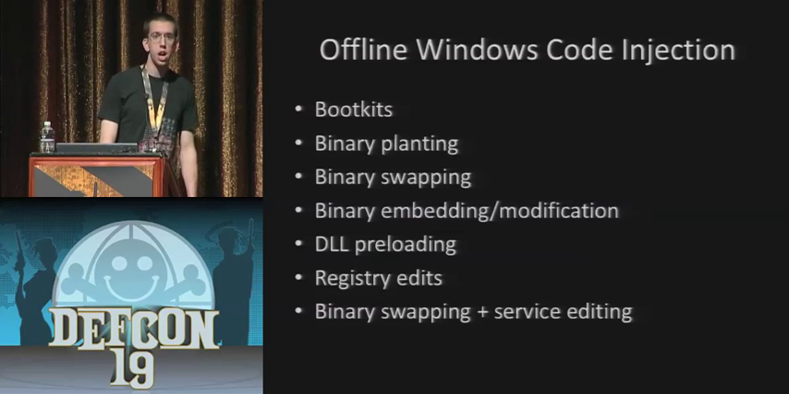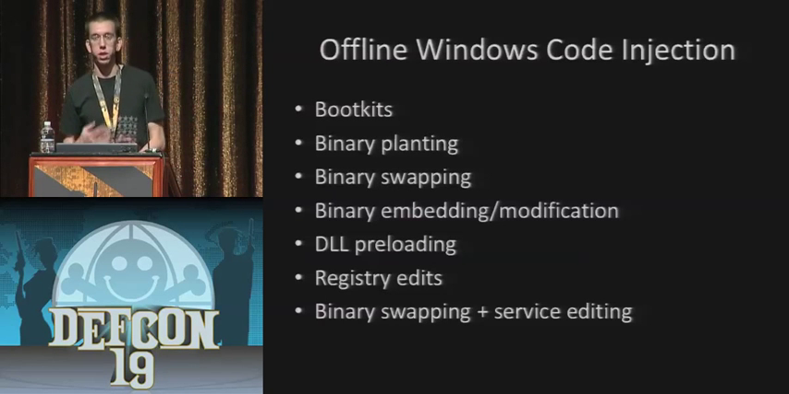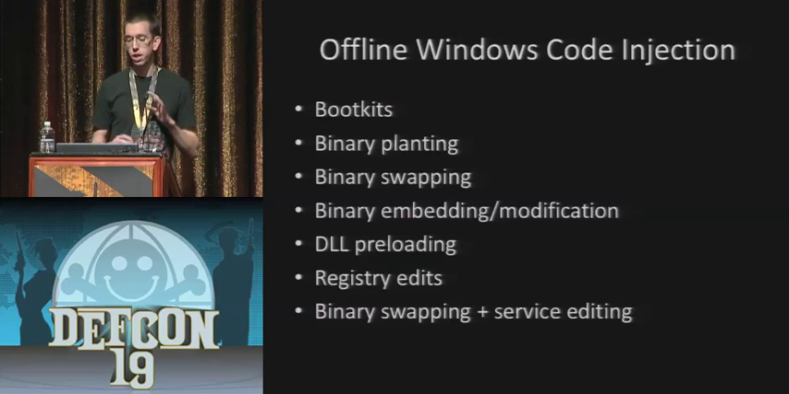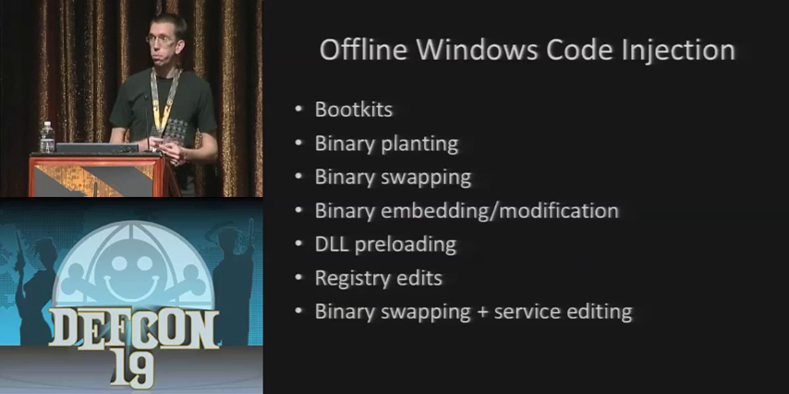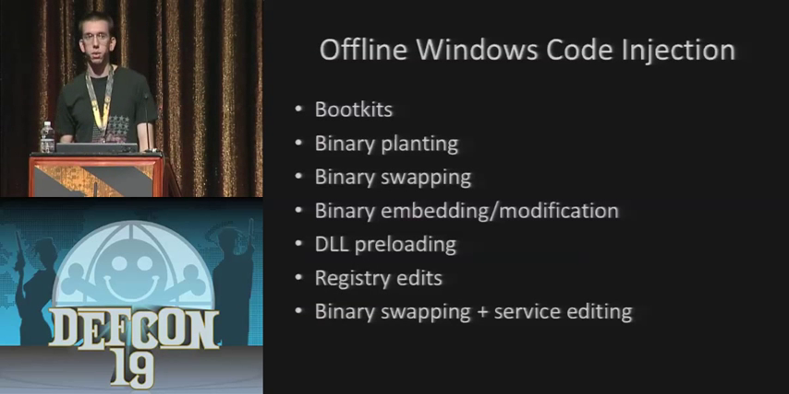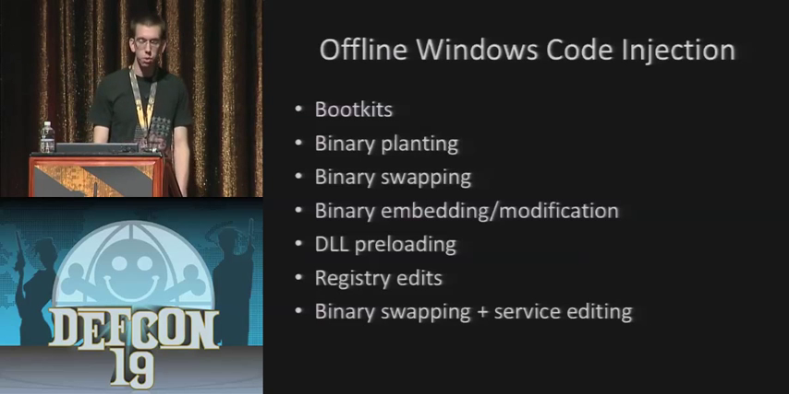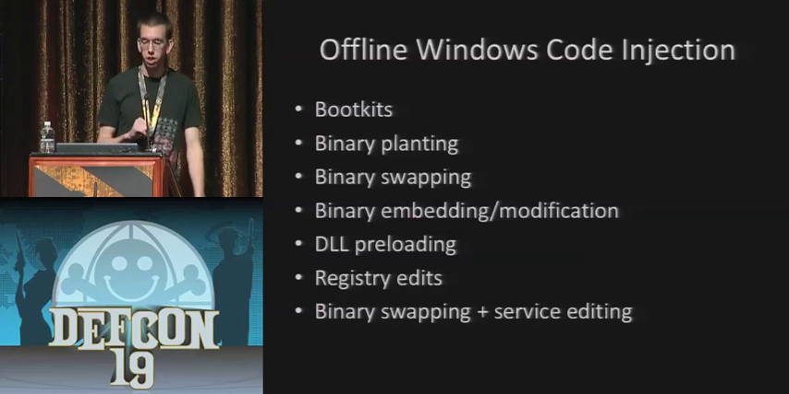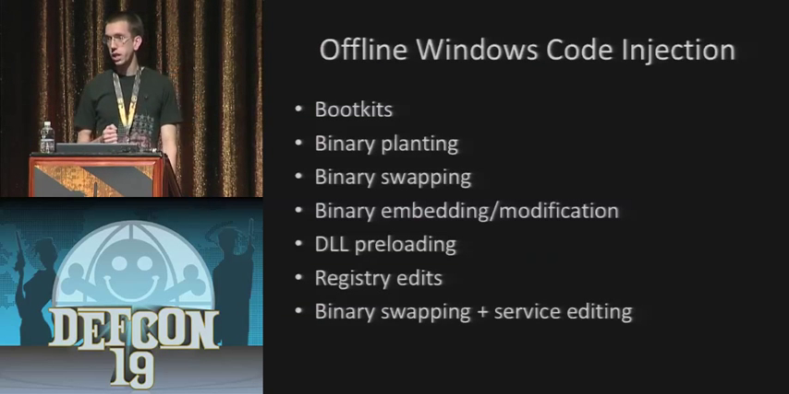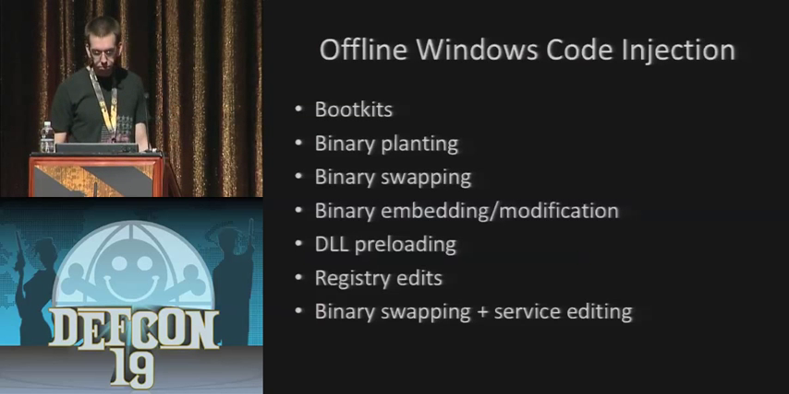In Windows, we have some difficulties, which I'll talk about later, but I came up with a list of 7 different ways that you can go ahead and do code injection offline. So that's with Bootkits. We can do it with binary planting, with binary swapping, with binary embedding or modification, DLL preloading, registry edits, or a combination of the above.